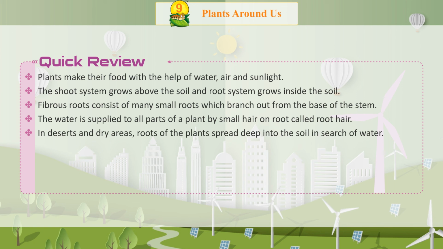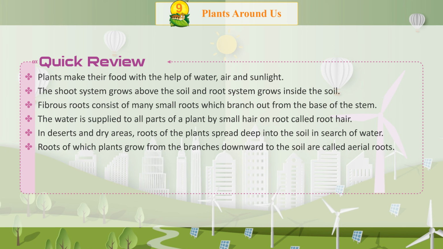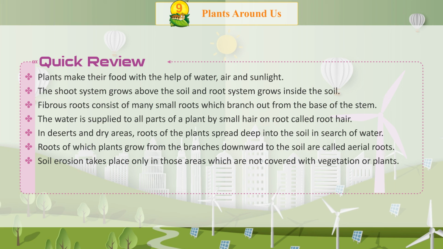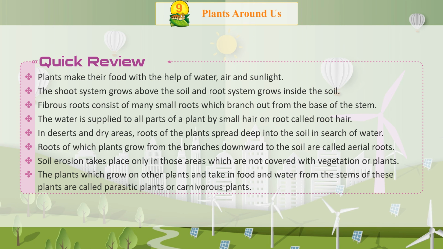In deserts and dry areas, roots of the plant spread deep into the soil in search of water. Roots of plants which grow from the branches downward to the soil are called aerial roots. Soil erosion takes place only in those areas which are not covered with vegetation or plants. The plants which grow on other plants and take in food and water from the stems of these plants are called parasitic plants.